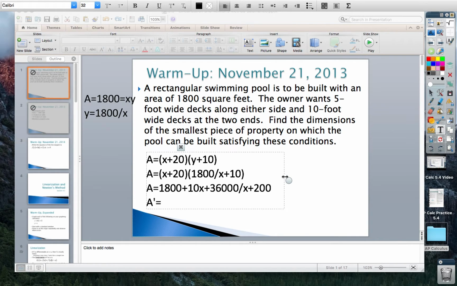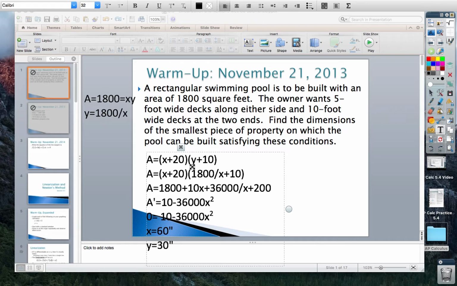Now we're going to find the derivative of each piece, and that turns out to be 10 minus 36,000 over x squared. And because we're trying to find a min or a max, we set this equal to 0. And in the end, we get x is equal to 60. Now we know that x is equal to 60 feet. We could substitute that back into the original equation and find that y is equal to 30 feet.